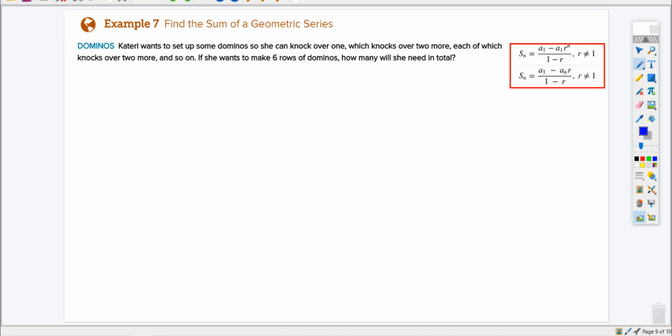So automatically this eliminates question 9. We will not do that. We will just focus on 7 and 8. That's it. Alright, so let's look at this word problem. It says Katerina wants to set up some dominoes so she can knock over one, which knocks over 2 more, each of which knocks over 2 more, and so on. If she wants to make 6 rows of dominoes, how many will she need in total?